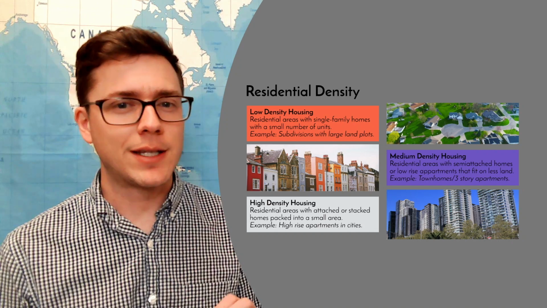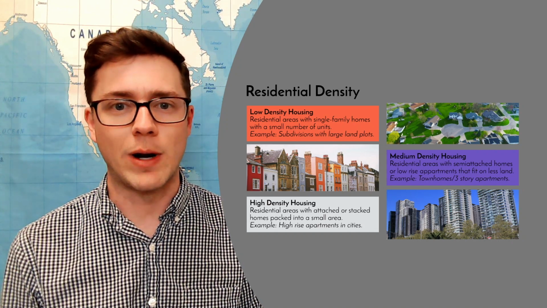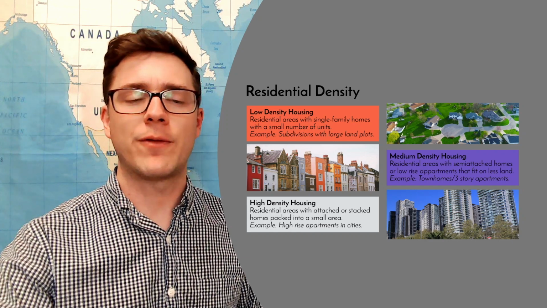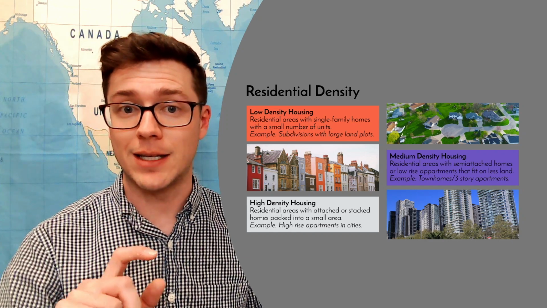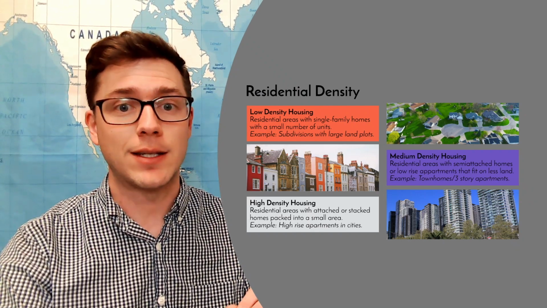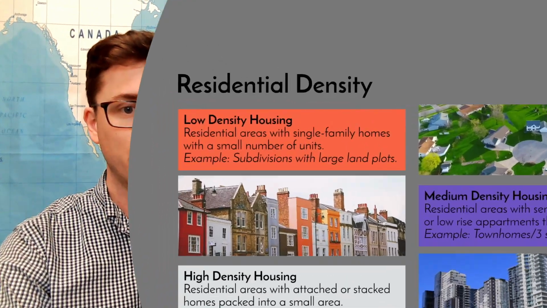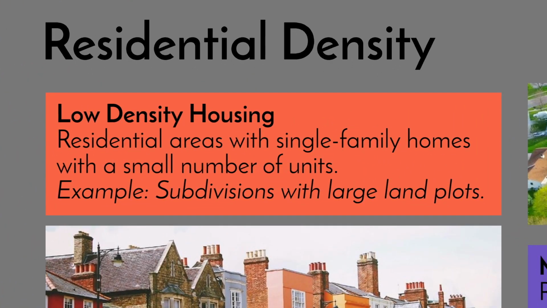Understanding residential density helps us to understand how our space is shaped around us. Most of us are very familiar with one type of this density and not the others. So we're going to go through the three types of density to understand the way that suburbs and cities look. The first is low density housing.